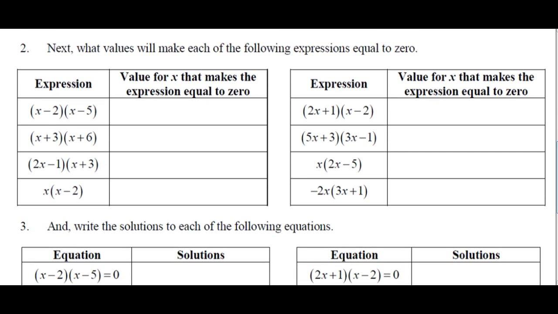Next, what values will make each of the following expressions equal to 0? So this is basically the factored form of a quadratic, right? This is the factored form of x squared minus 7x plus 10. If we were given x squared minus 7x plus 10, we would write it in factored form, and then we would find the values of x that make this expression 0. So what are they for this one?